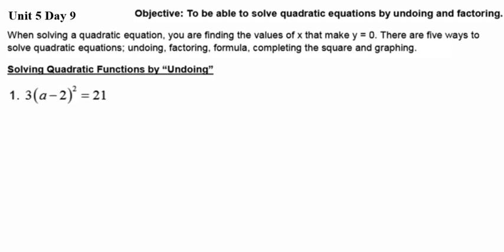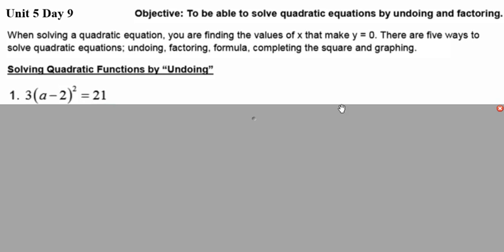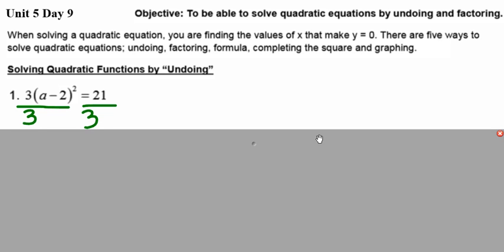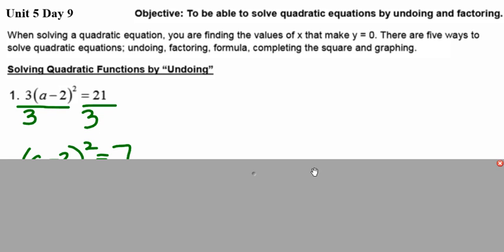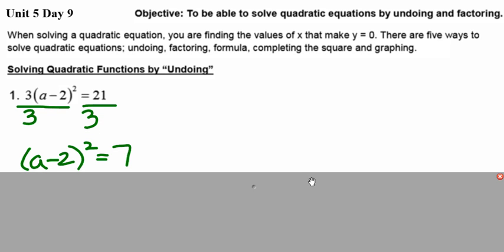Here we have 3 times the quantity a minus 2 squared equals 21. We want to undo the equation to solve for a. So as we take a look at the equation, we're going to think about what operations we see. So I see 3 times. Well, in order to undo multiplication, we can divide. So we're going to divide each side of the equation by 3. That will give us the quantity a minus 2 squared equals 7.